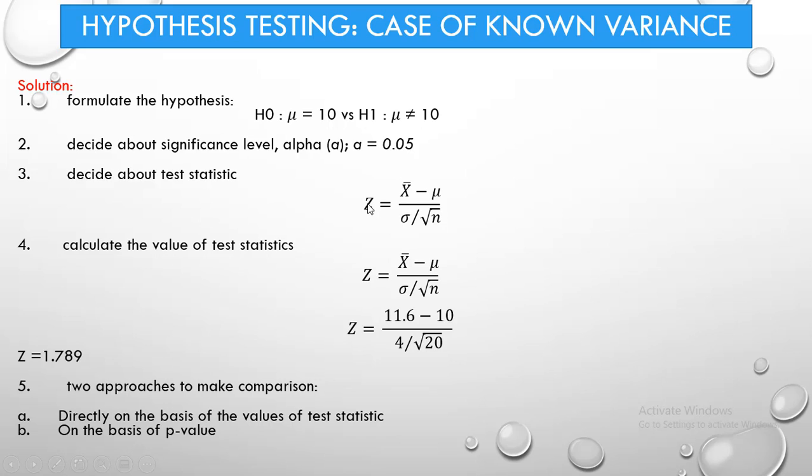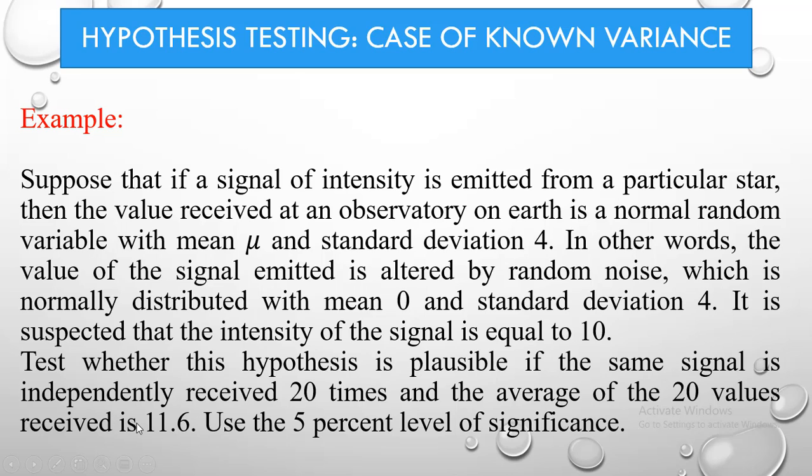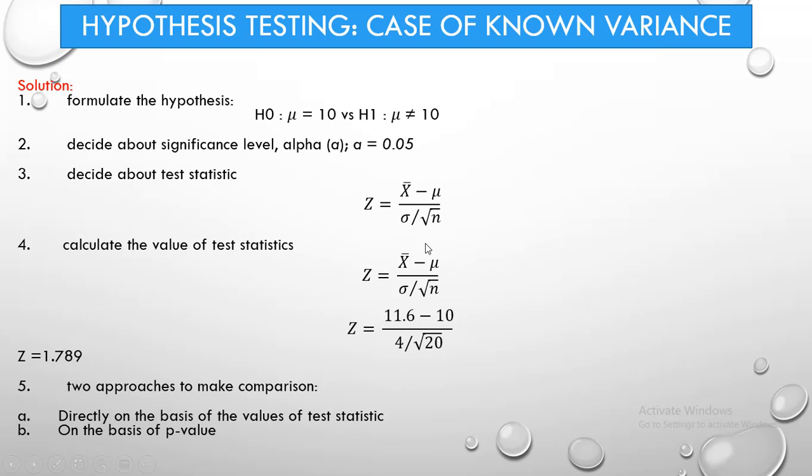And you know that z is equal to x bar minus mu divided by sigma divided by square root of n. Now you have this x bar is given in the data, n is 20, sigma is 10, and mu is equal to 10. So you have everything, just put the values in this equation and you will get the calculated value, the z calculated. So you will get z calculated from here. So you have now z calculated.